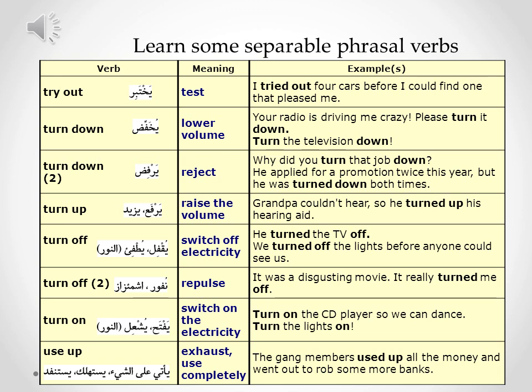Now here is our last slide on some common separable phrasal verbs. The first one is try out, which means to test. Example: I tried out 4 cars before I could find one that pleased me. So we can also say I tried 4 cars out. So you can see how the phrasal verb can be separated.